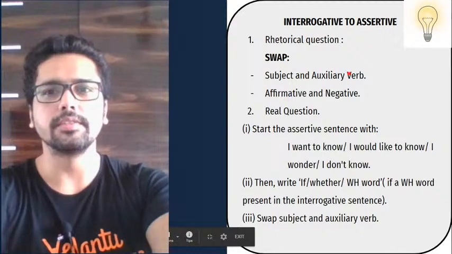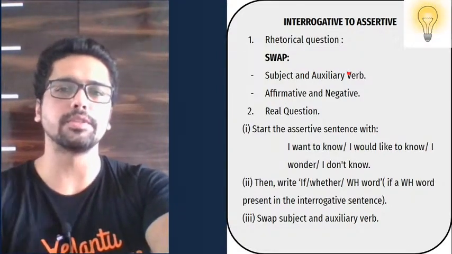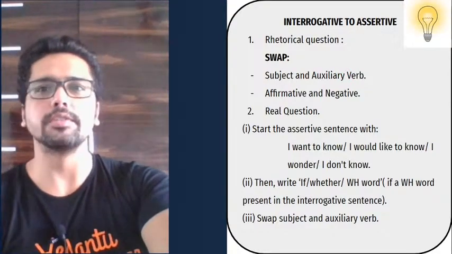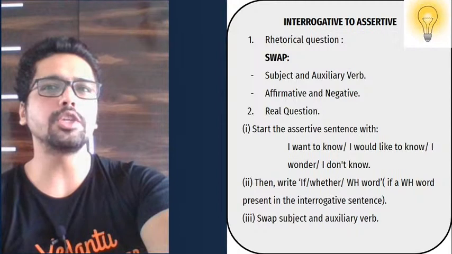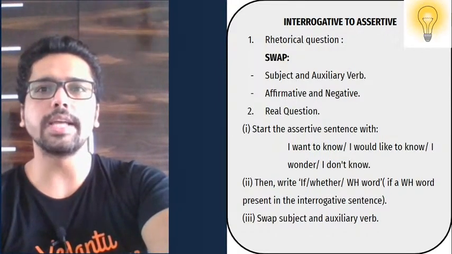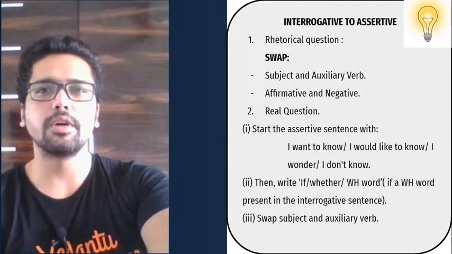Now let's check this here. Now interrogative to assertive. We've already seen assertive to interrogative. Now interrogative to assertive, that is vice versa. From a question to a sentence form. That's what we are going to learn today.